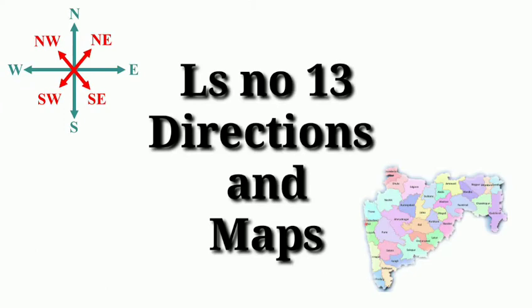And now students, coming back to our syllabus of EVS 1 lesson number 13, that is directions and maps. Now students, what is direction? See, direction means the side you are facing. It is used to determine where things are in relation to other things. Now, what is a map? A map is a picture or chart that shows a diagrammatic representation of an area of land, sea, or a plain.